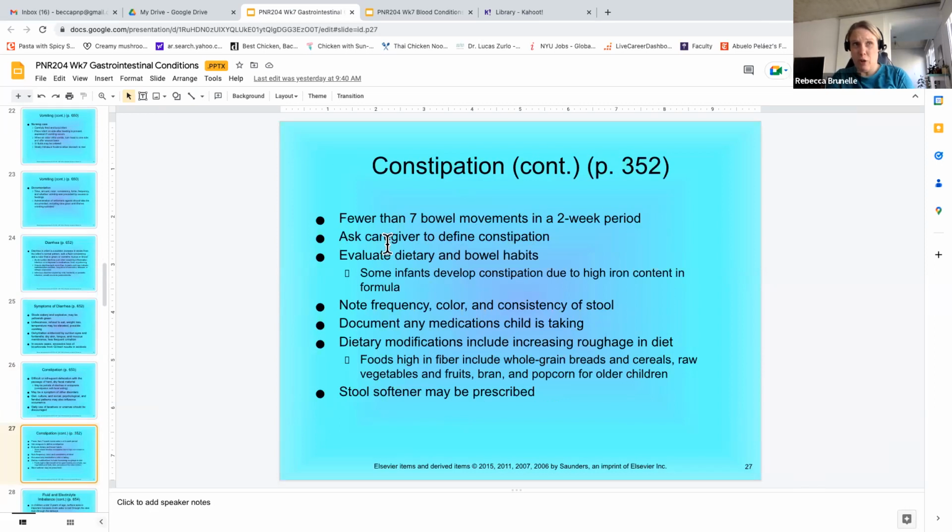So the definition of constipation is fewer than several bowel movements in a 2-week period. When you're evaluating, you want to make sure you know how much they're eating and what they're eating, how much water they're drinking, and how active they are, and have a note of what the stool looks like. You're usually going to start by increasing fiber and fluids before you start any medications. If you started a medication, it would be something really mild like a stool softener. An example would be Colace.